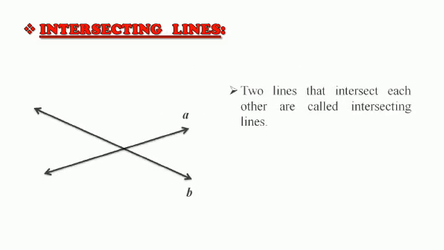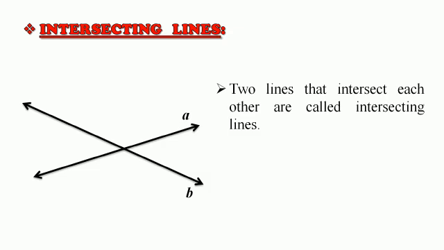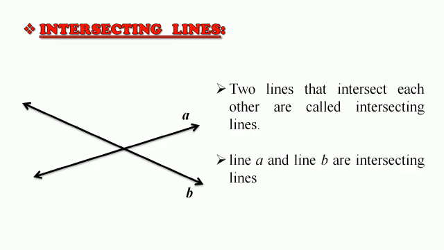Intersecting lines. Two lines that intersect each other are called intersecting lines. It means that these two lines meet at some point. Hence, according to the figure, we can say line A and line B are intersecting lines.